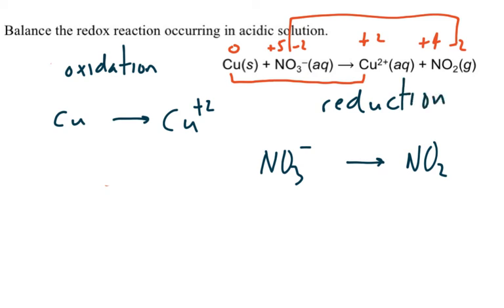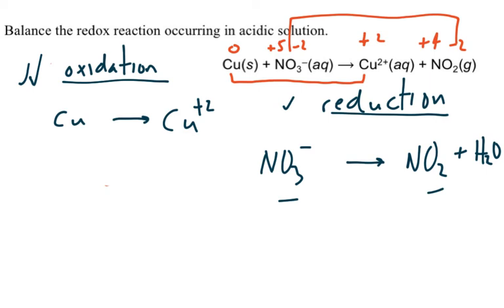Now, let's follow the rules. First, balance any element that's not oxygen or hydrogen. Well, this one's already balanced, so this is good. And this one's already balanced. So now we're going to balance oxygen next. Well, this one has no oxygen, so that one's good. But this one has 3 oxygens on the left and 2 on the right. So I'm going to need to add a water here so that both sides have 3 oxygens. So now my oxygens are balanced by adding the water.